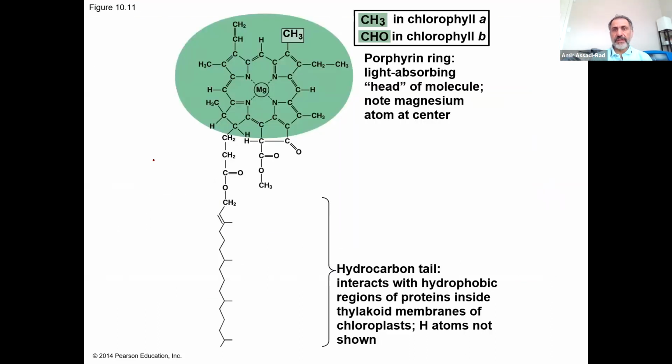Here is the structure of chlorophyll A and chlorophyll B. So again, the main thing is this ring right here, which they call the porphyrin ring, with magnesium inside. It is the light-absorbing head of the molecule; note the magnesium atom in the center, and then there is a hydrocarbon tail. Chlorophyll A has a methyl group, and chlorophyll B has a CHO group right where it's supposed to be.